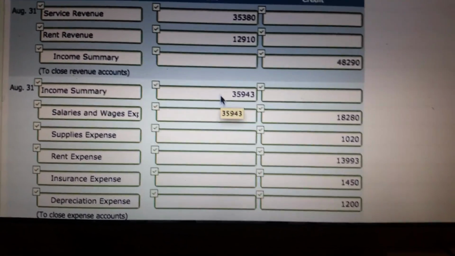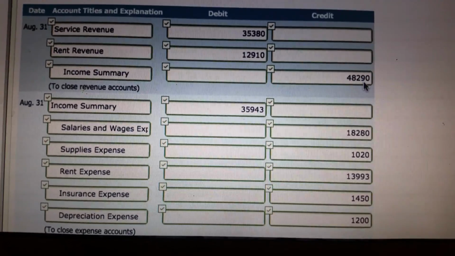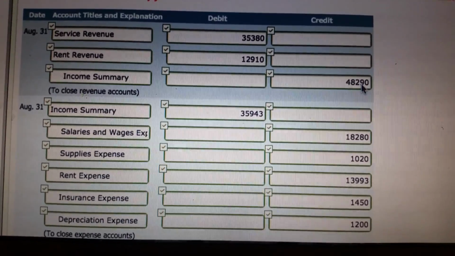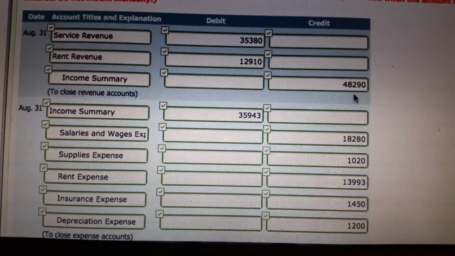We move on down to our expenses, and we start off by putting our income summary right at the very top under our debit section. And obviously, as you can see, we put our closed revenue accounts balance in our credit section.